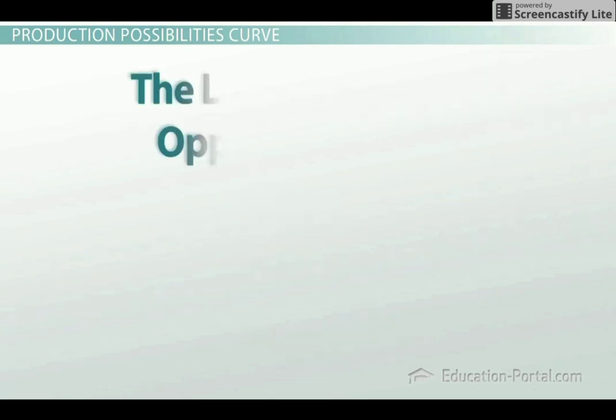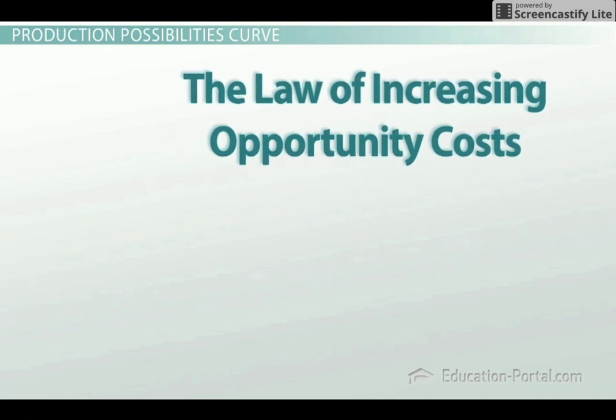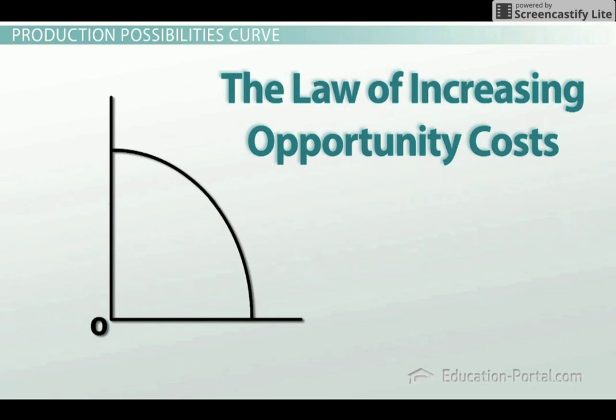We call this the law of increasing opportunity costs, but some people call it the law of diminishing returns, which is the same thing. For example, if an economy is producing some combination of cars and computers, and it wants to produce more cars, it'll have to give up the opportunity to produce some computers, right? Well, what happens is that each time they choose to produce additional cars, they don't get the same benefit. They don't get the same return for making that decision.